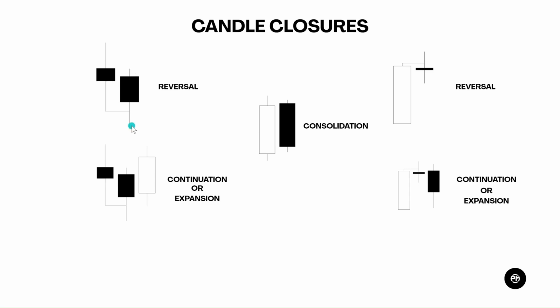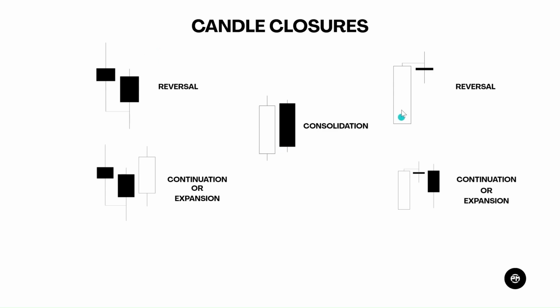This candle in the middle that sweeps the range low of the previous candle and closes inside of the range of the previous candle becomes the reversal candle closure. What we normally expect after a reversal candle closure is expansion. All right, this is a bullish scenario.